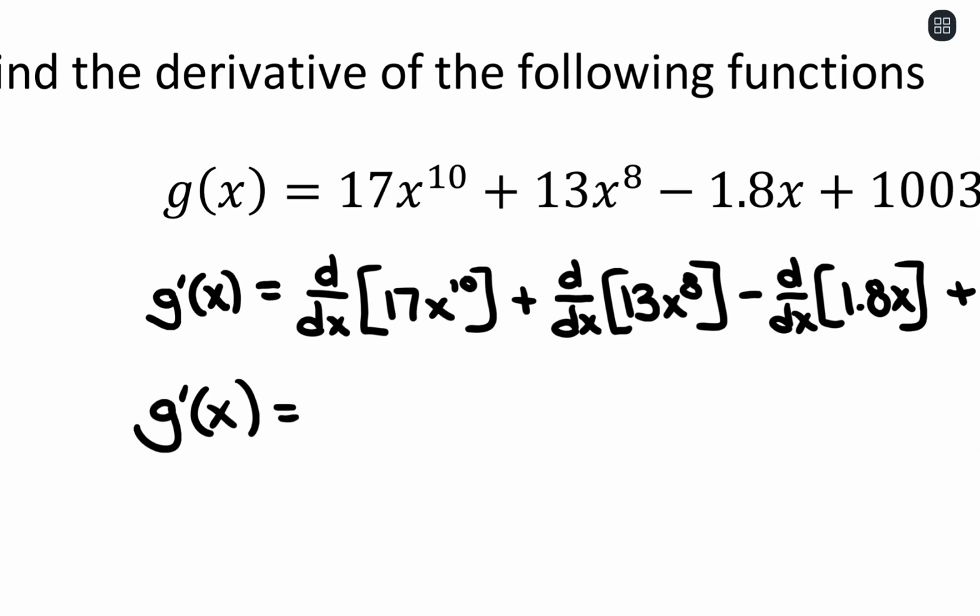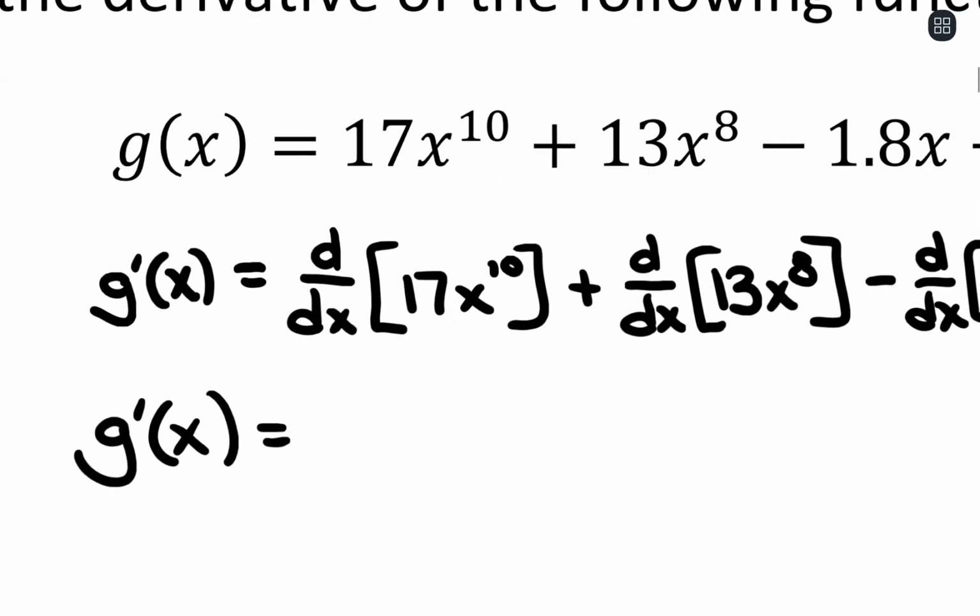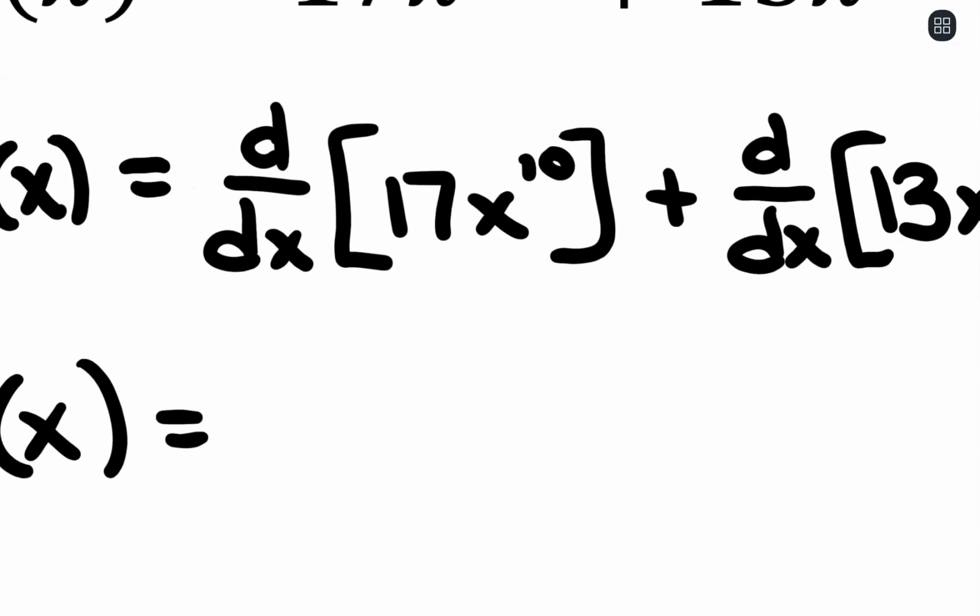Take your time with these. All those little mistakes will come up if you try to go too fast. So just look at one term at a time. So here we have 17x to the 10th. So that 10 is going to multiply with 17. In fact, I'm going to go ahead and take a step to write that out.